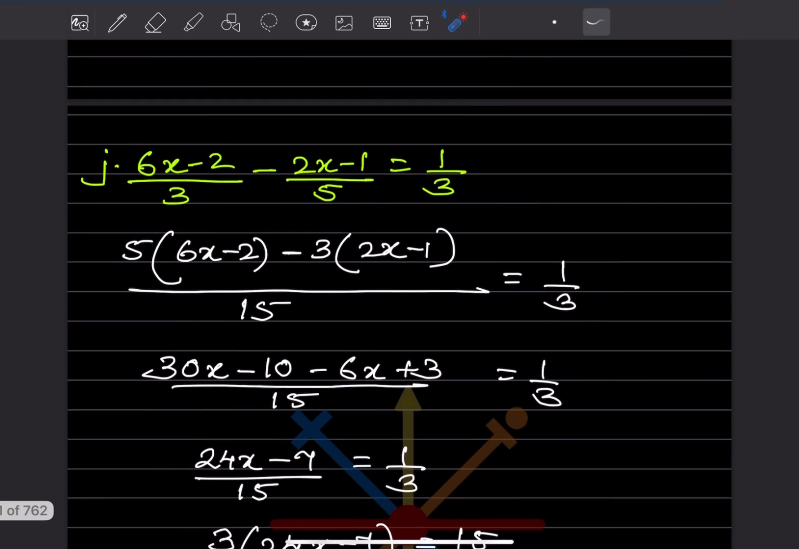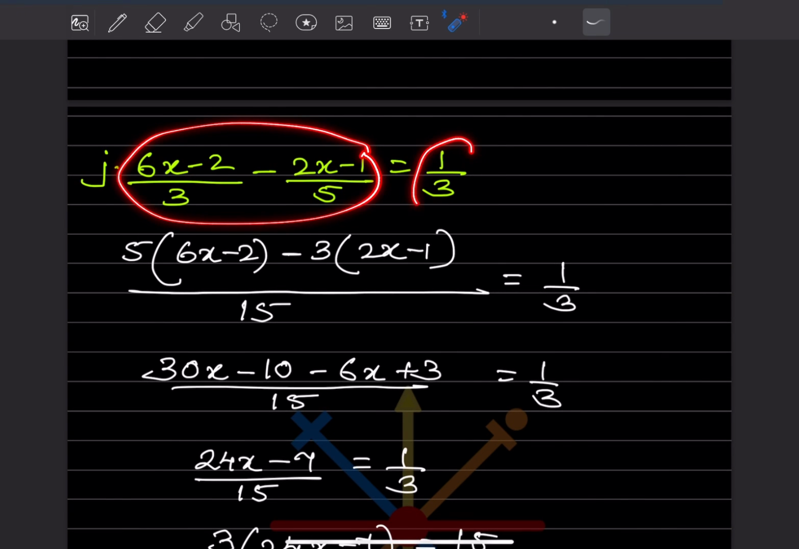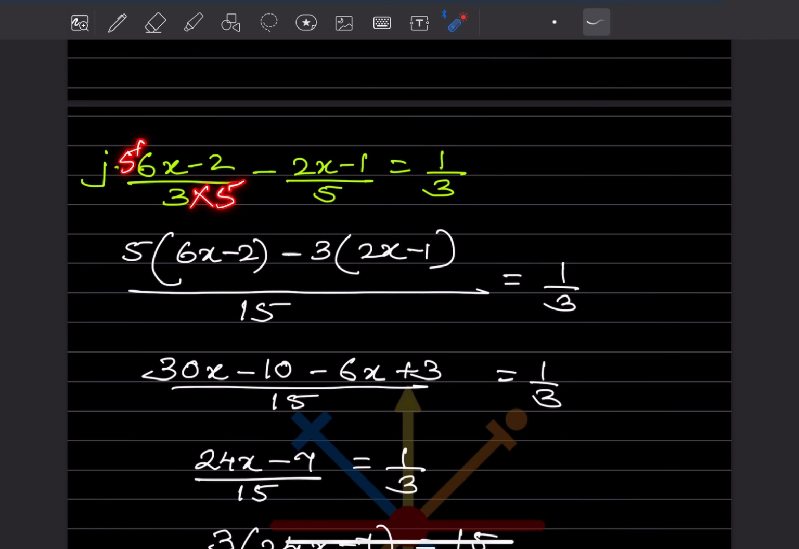Now let us see this part. This is the left hand side, this is the right hand side. Again, the denominators are different. So if we take the LCM, that is going to be 15. So this should be multiplied by 5. And this should be multiplied by 3. So 5 into 6x minus 2 minus 3 into 2x minus 1.